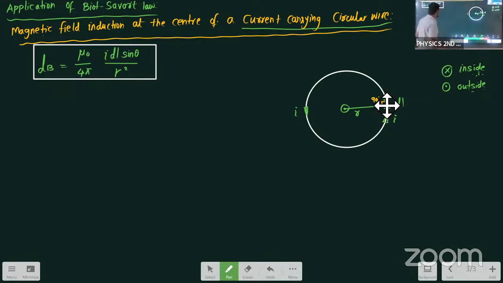Let us determine the total magnetic field due to this current carrying circular wire at the center of that coil. Now everyone see here. Here theta is equal to how much? Theta is equal to 90 degrees. That is nothing but dl is perpendicular to r.